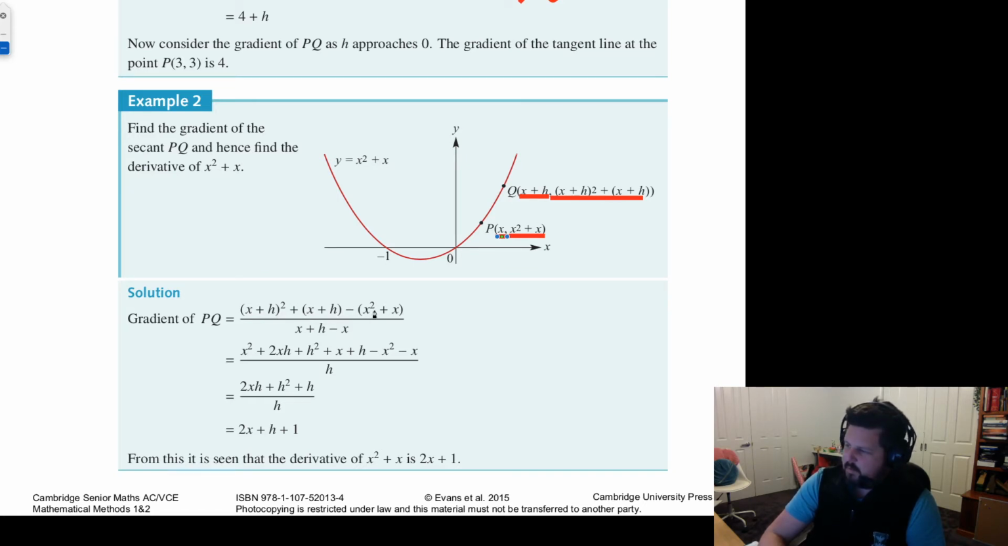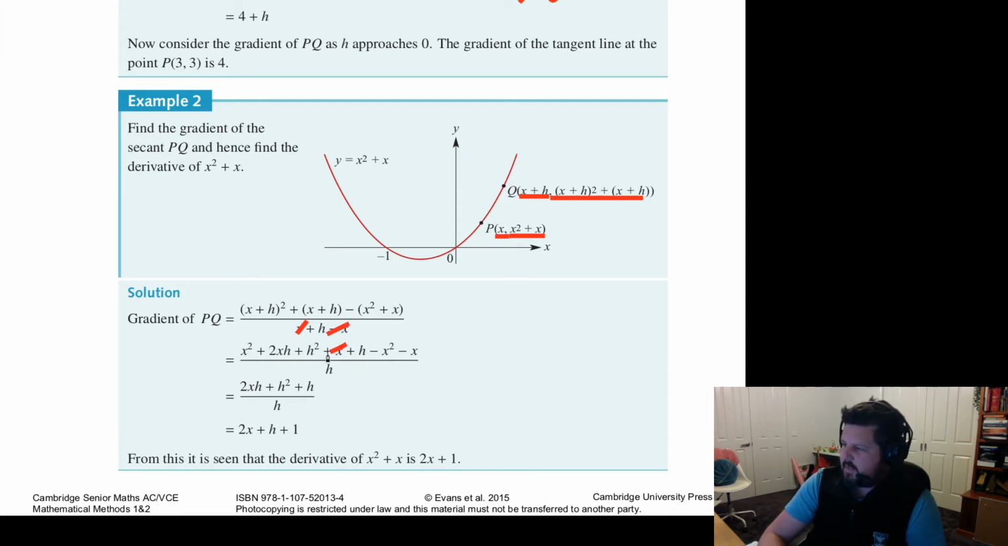When you're expanding, getting rid of these brackets here, we multiply everything by -1. So that becomes negative x squared, and that becomes negative x on the end. That x there cancels out with that one. So you're left with just h on the bottom line. From here, we need to again simplify things down.